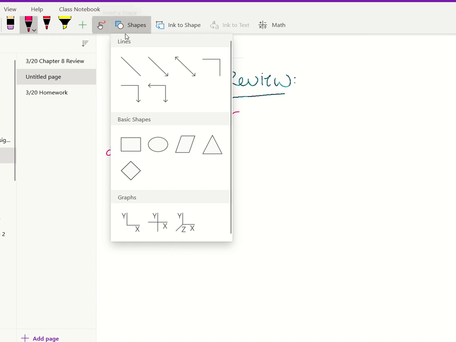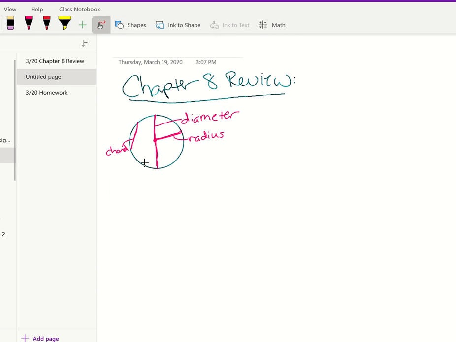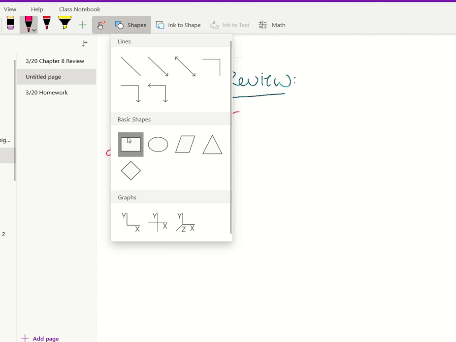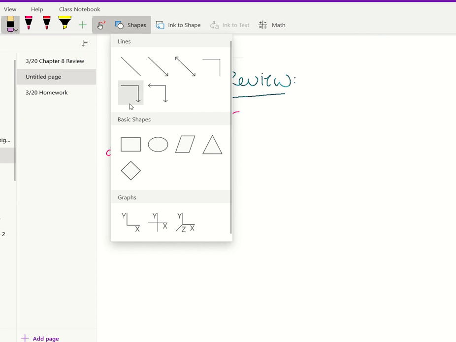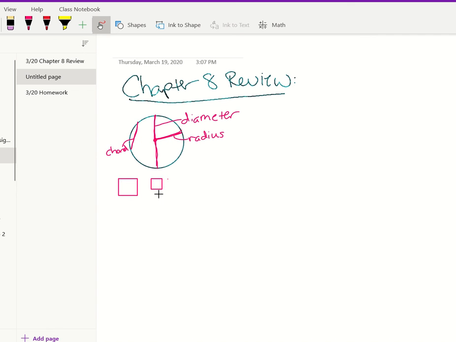If we go back up here to other shapes, we could just do a square, or we could do a rectangle, all that kind of stuff. I'm gonna redo that real quick. So we've got a square and we have a rectangle here.